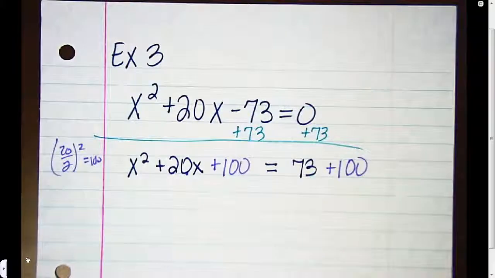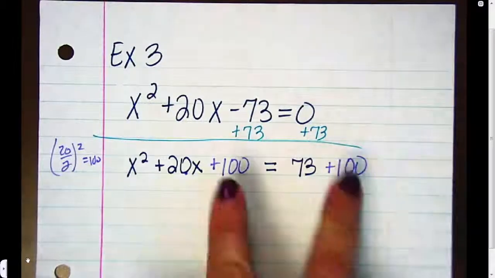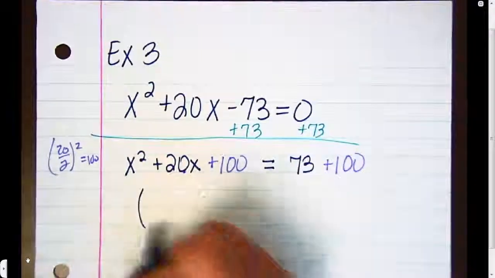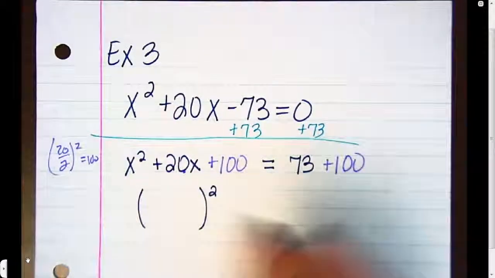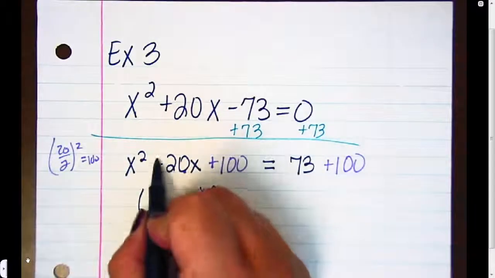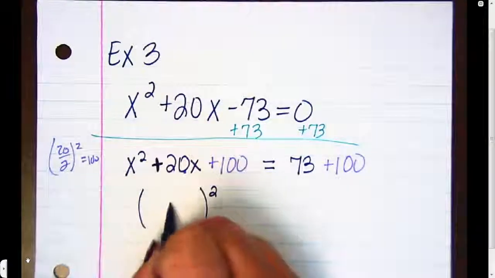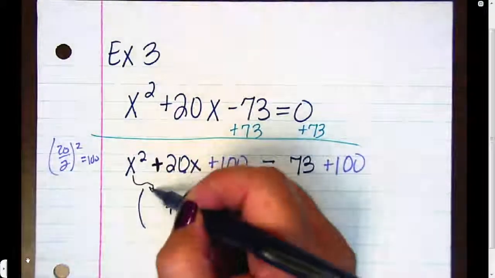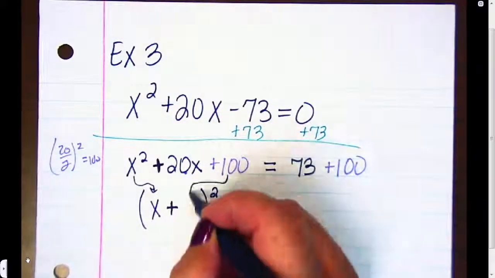A common mistake is that kids forget to add it to both sides and usually just add it to one side. Okay, so you're always going to get a perfect square trinomial. You bring down whatever sign is in the middle, right here. You take the square root of the first, and then take the square root of the last.